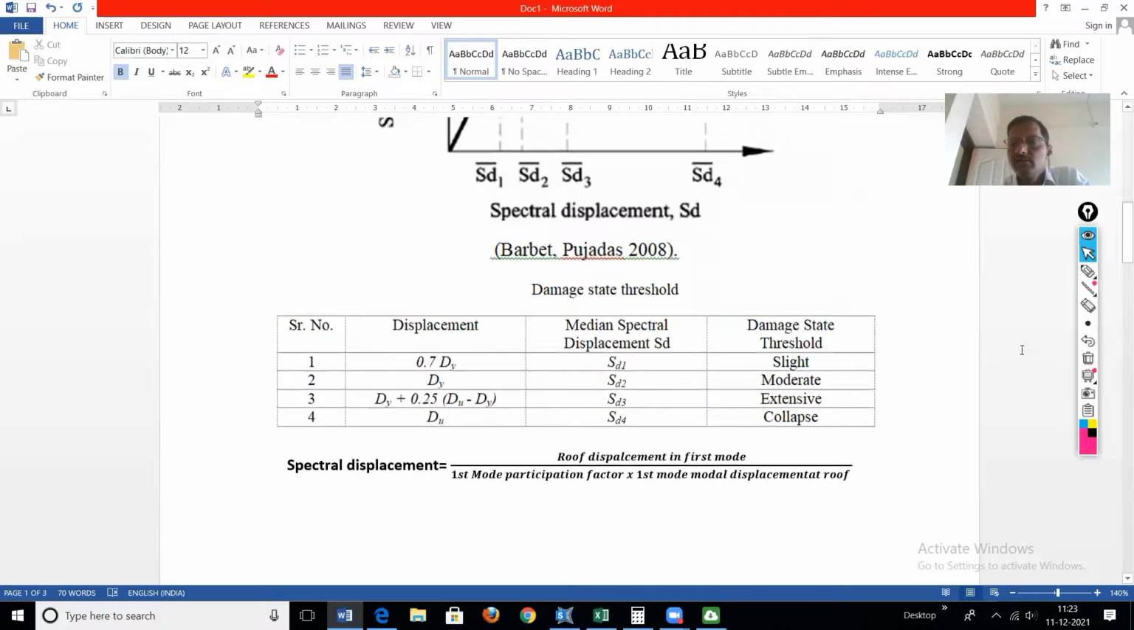Then these are the four damage states: slight, moderate, extensive, and collapse. Now 70% of the dy value is the median value for slight damage. Then the dy value is for moderate damage. Then dy plus 0.25 times (du minus dy) is for extensive. Since we know dy and du, we substitute here and get the spectral displacement for each damage state.